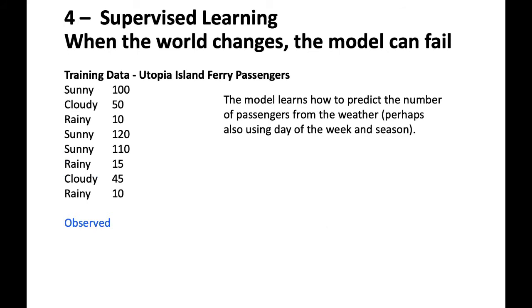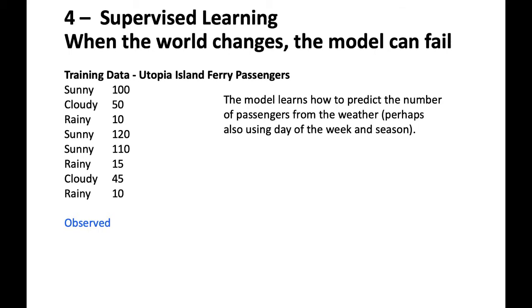So, a simple example, talk about Utopia Island and ferry passengers. If you look at how many passengers there are on sunny days, it's 100 or 120, 110. On cloudy days, it's 50 or 45. And on rainy days, it's 10 or 15 people. So the machine learning program can identify that the weather impacts the number of passengers we're going to get. We could probably improve that model by putting in the day of the week or the season. And this model runs really well, and we can use it to predict how many staff we need and how much food we need for the snack bar and so on.